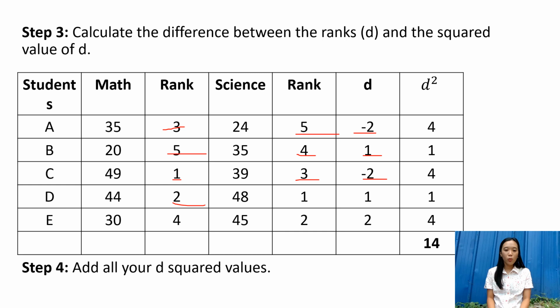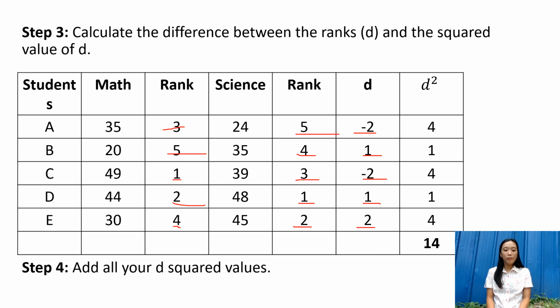2 minus 1 is equal to 1. 4 minus 2 is equal to 2. Step 4. Add all your d squared values. We all know that to get the d squared value, we need to multiply the d value by itself.